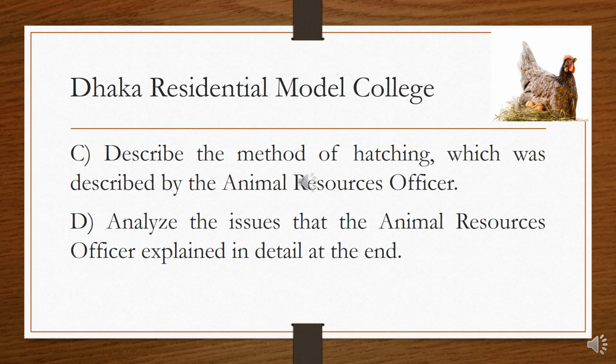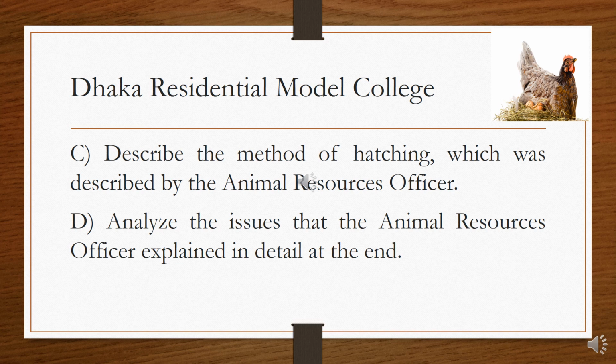Now, the question of C, that is, describe the method of hatching which was described by the Animal Resources Officer. Here is the answer. This method, which was described by the Animal Resources Officer, was the natural method. I told you before the description of this natural method. So, now the question number D, that is, analyze the issues that the Animal Resources Officer explained in detail at the end.